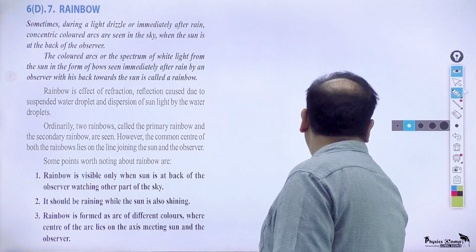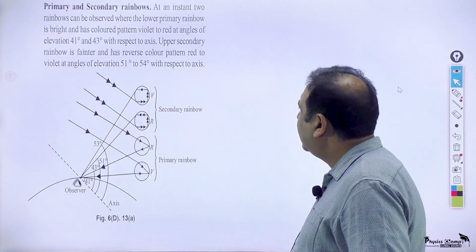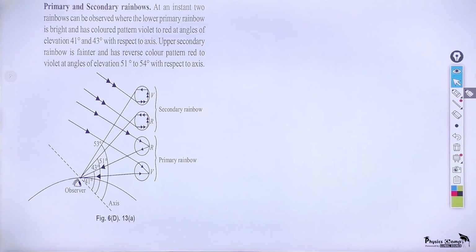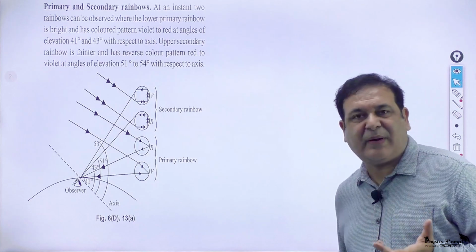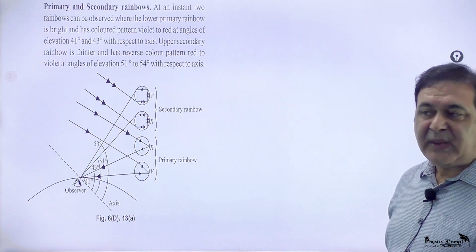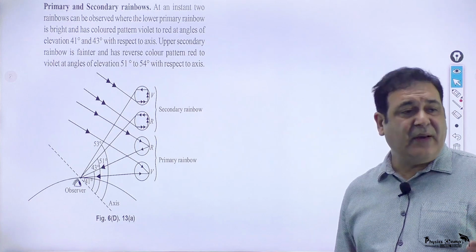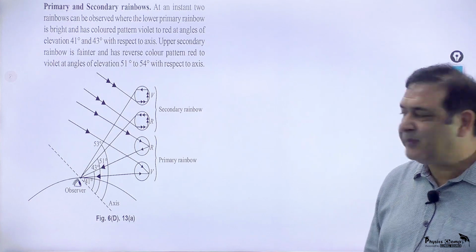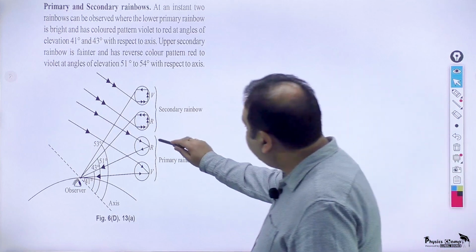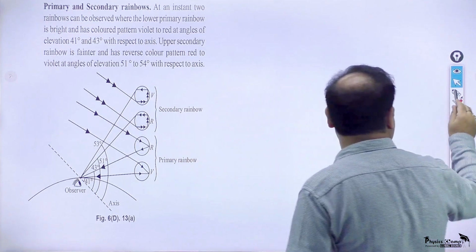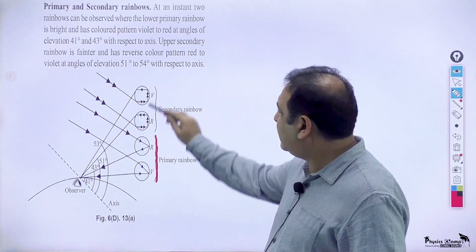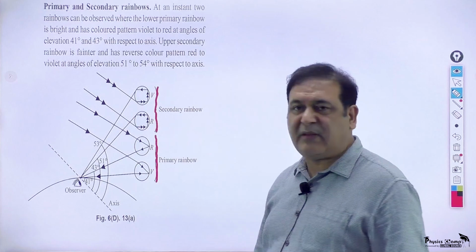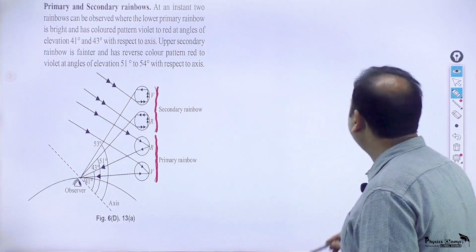Some more important points about the rainbow. How exactly do we differentiate, or what happens for the different angular width or different color pattern in the primary and secondary rainbow, and why is the secondary rainbow fainter as compared to the primary rainbow? The answer is, for the primary rainbow, you can see over here, the refraction is taking place like this, and for the secondary rainbow, the refraction is taking place like this. I will just show you.